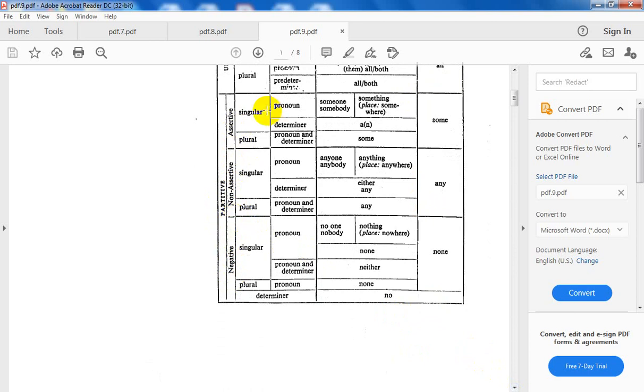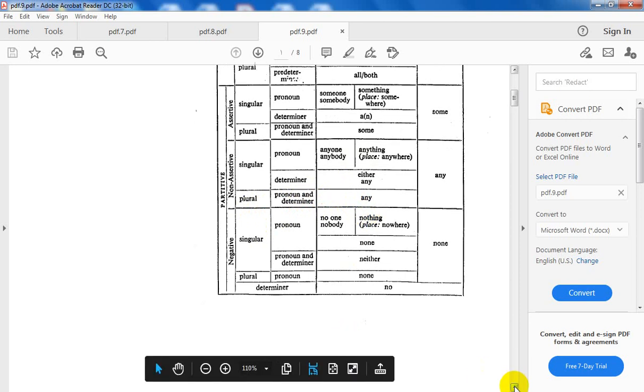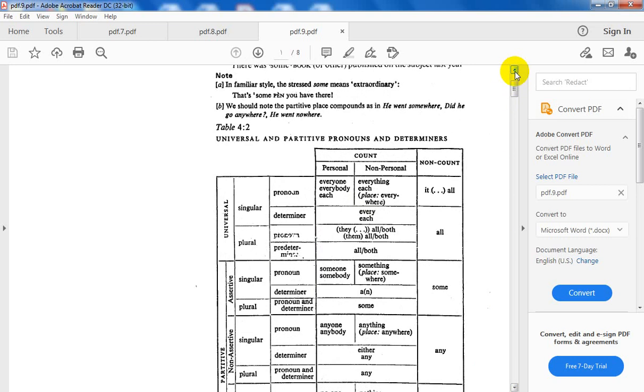The assertive singular pronoun is someone or somebody, something, or as a place, somewhere. Determiner, it is only a or an. Here I have plural pronoun and determiner: some. Singular pronoun I have anyone, anybody. Determiner either or any. Again I have the plural: any. So try to have a look at their count, if they are used with count nouns, personal or non-personal.